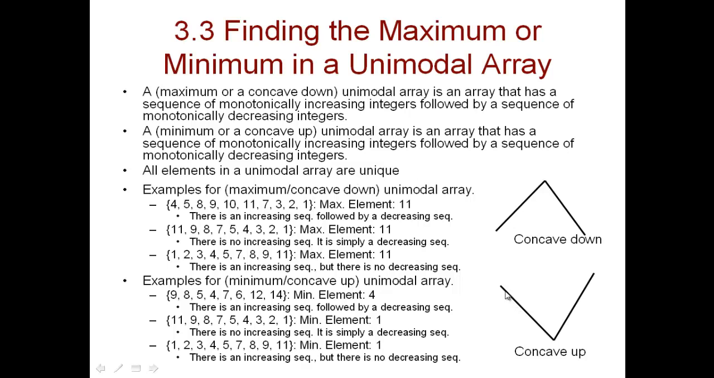Similarly, given a concave up unimodal array where the array values keep reducing, for example 9, 8, 5, 4, and then increase again 7, 6, 12, 14, that is a concave up unimodal array. For such an array, we should be able to find the minimum, and we want to do that using a binary search approach. So that's the kind of problem we want to solve.